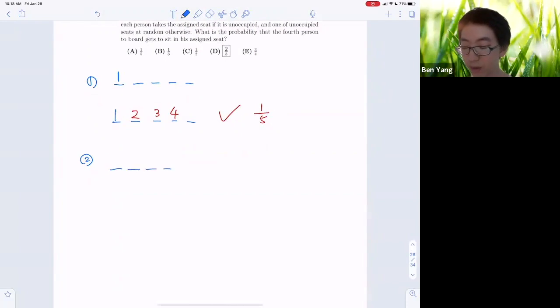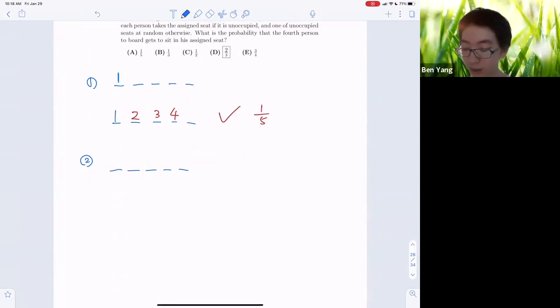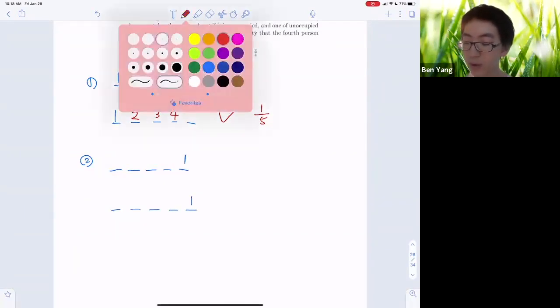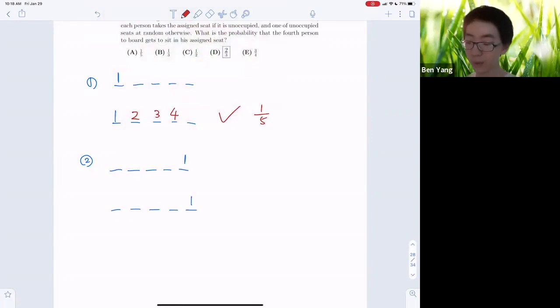So the first person might take the seat number 5. Let's take a look at that case. Then the second person is going to take the seat number 2 because it's not occupied. The third person is going to take the seat number 3. And then the fourth person will take the seat number 4. So again, everything's good. So the probability of that is 1/5. That's just the probability that the first person is going to take the seat number 5.